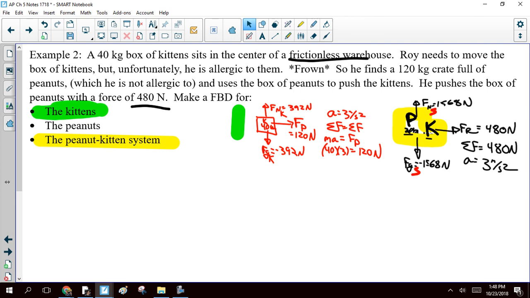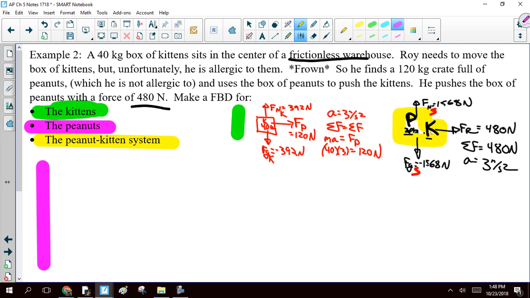I guess the last thing we need to do is the peanuts. I don't know if you guys remember this, but by the time you got to your third free body diagram, you were able to check it and see if it was right. So that's exactly what I'm going to do. For the peanuts, there are 2 choices. You can either assume that the force that you found here is correct and recalculate your acceleration, or you can assume that the acceleration is correct and recalculate the force of the interaction between the peanuts and the kittens.